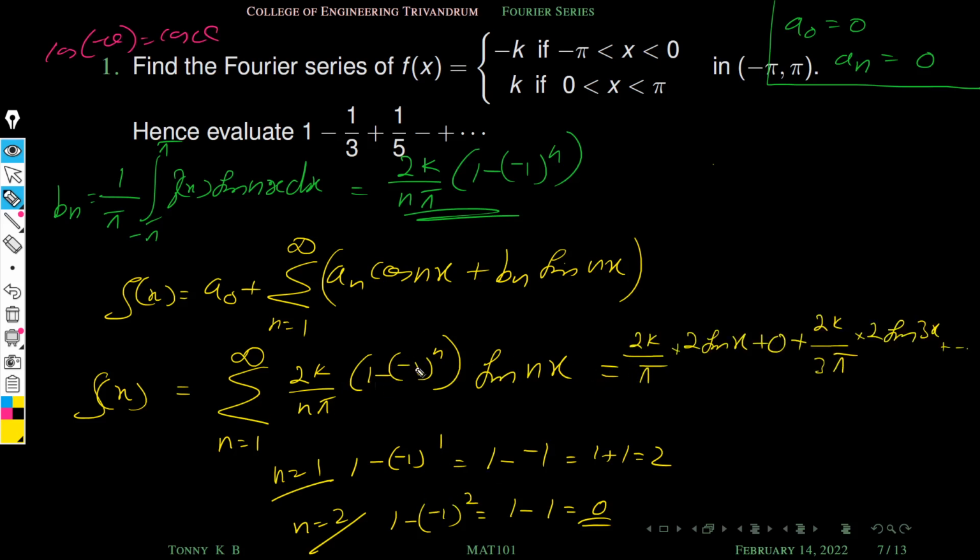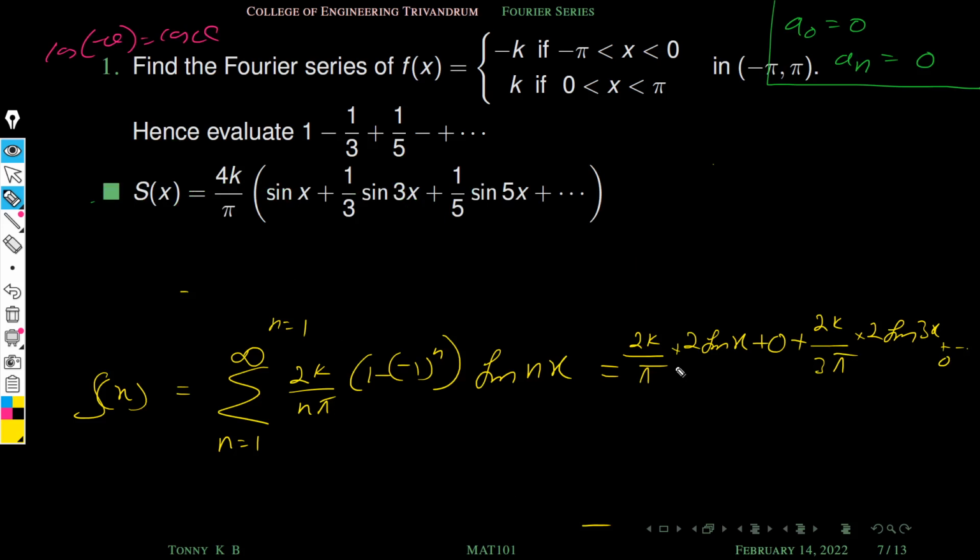So when n equal to 1, 2k by pi, and this term is 2, 2 into sin x, plus when n equal to 2, the term is 0. When n equal to 3, 2k by 3 pi into 2, one more 2 is there, into sin 3x plus etc. Next term is 0, then etc. Okay, here this 4k by pi is common, you can take it outside. So this series becomes 4k by pi into sin x plus 1 by 3 sin 3x plus 1 by 5 sin 5x plus etc. So this is the Fourier series of this function.